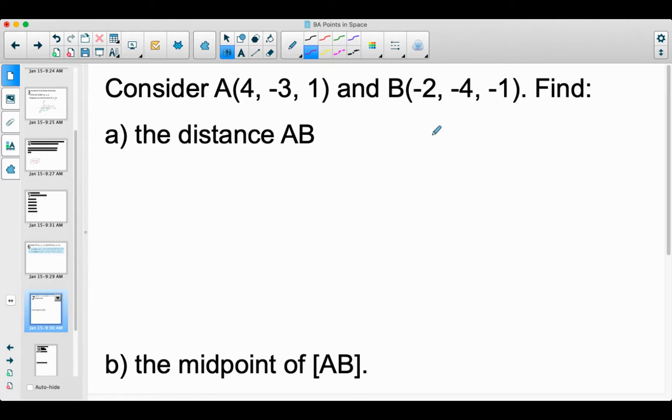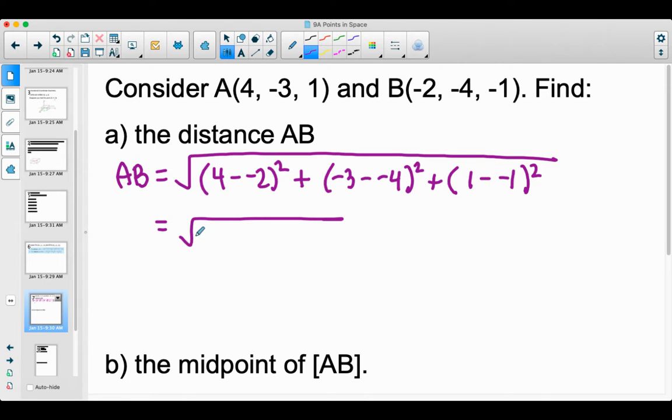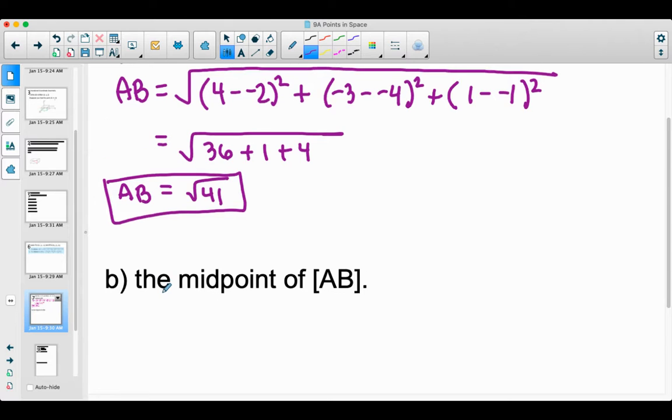So it says find the distance of A, B. So we are going to just plug it into our formula there. And it's going to say AB is equal to the square root, and in no particular order, it's going to be 4 minus a negative 2 squared plus negative 3 minus a negative 4 squared plus 1 minus a negative 1 squared. So when we calculate each of those, that's going to give me 36 plus 1 plus 4, which gives me the square root of 41. So then AB distance is the square root of 41. So you could leave it as the square root of 41, or you could go 3 sig fig on that.